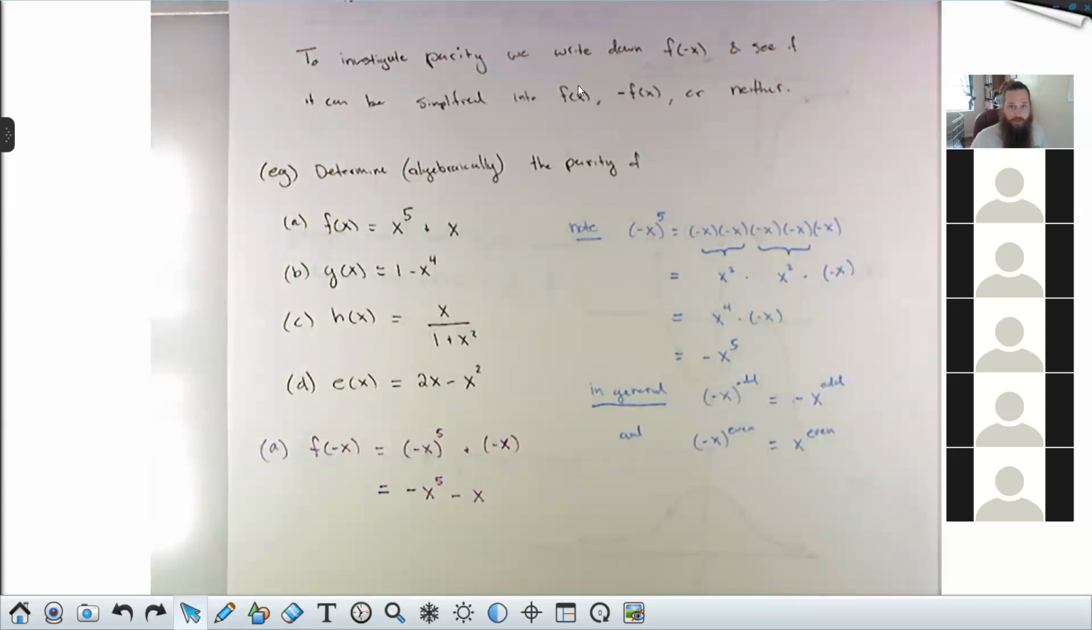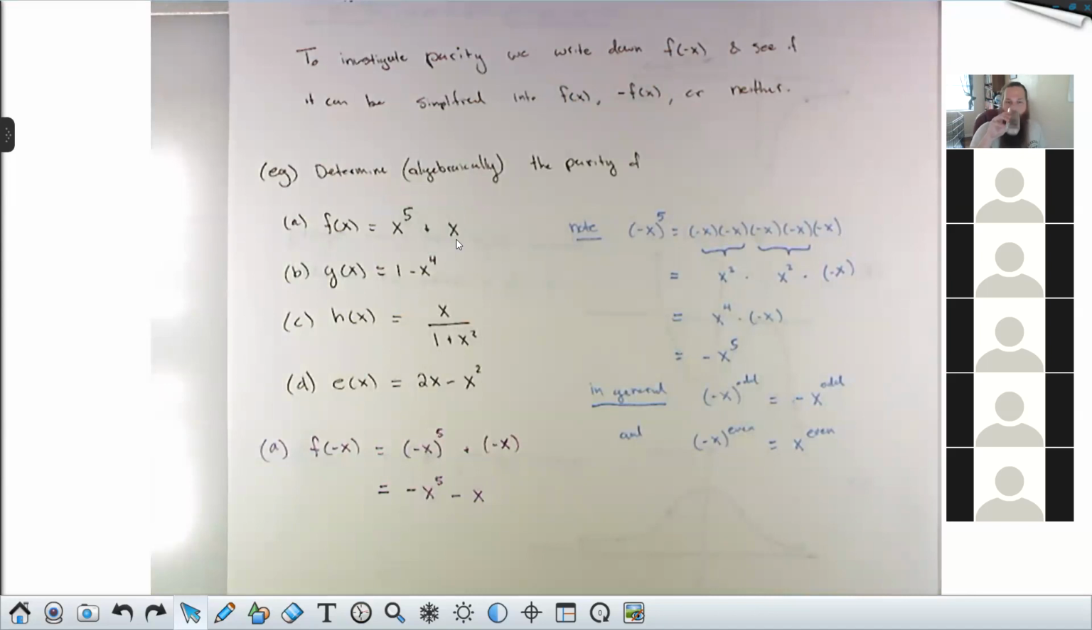Remember what our goal is. We're trying to see if it can be simplified either to the original or to the original with a negative out front. I don't think this is going to happen here, right? This thing looking pretty different from this thing. But I think we have a hope of this. Does anybody see a way I could turn this expression into the negative of the original? What algebra step would make that clear?